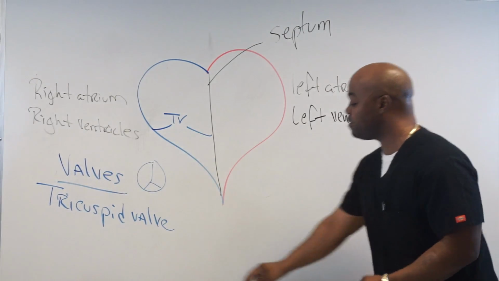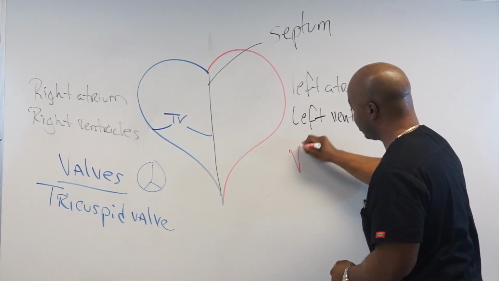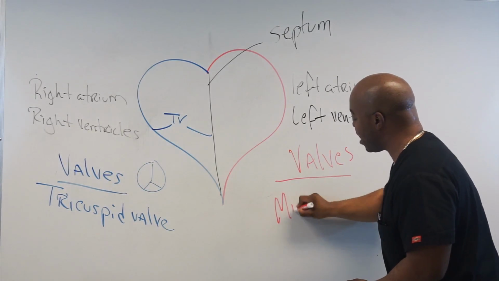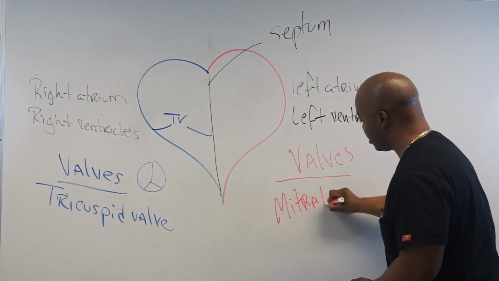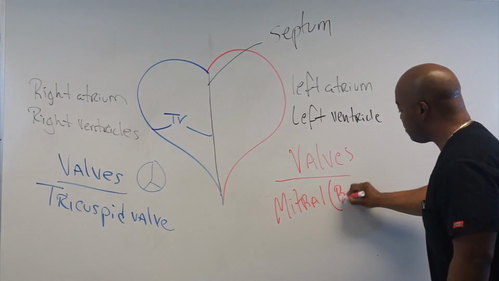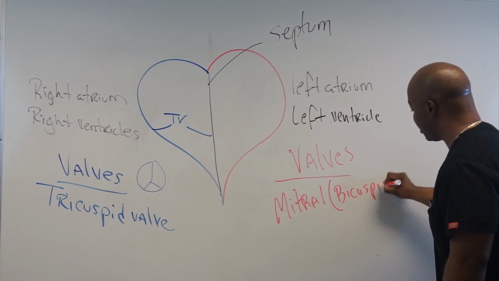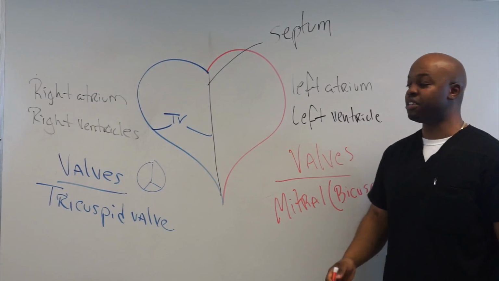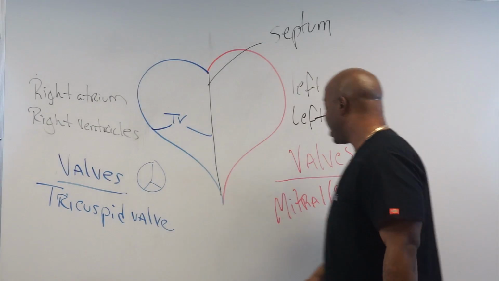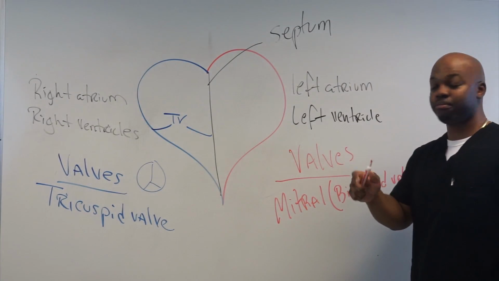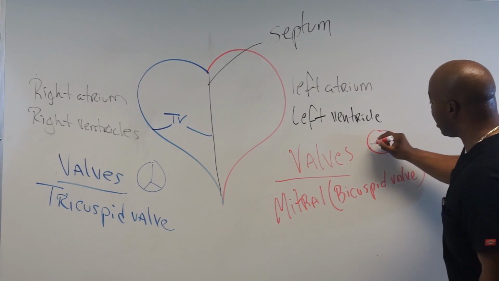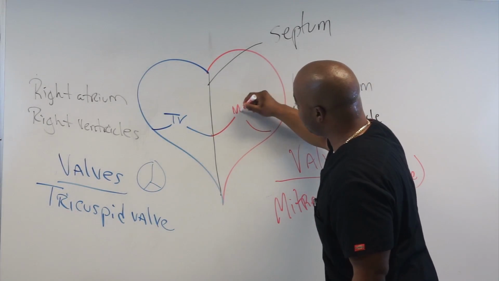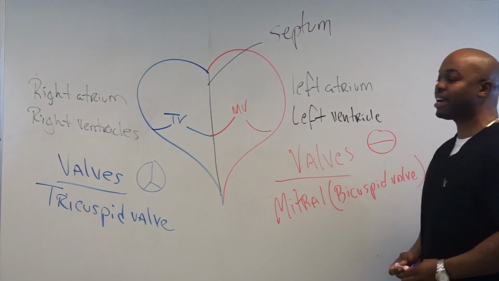The left side of the heart has a valve, number 4, called the mitral valve, also called the bicuspid valve. Now, why is it called bicuspid? If tri means 3 and bi means 2, it resembles a fish mouth, just like that. It's on the left side of the heart. We call it the mitral valve, also called the bicuspid valve.